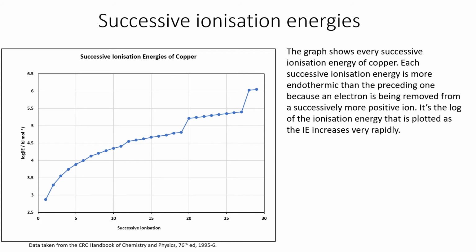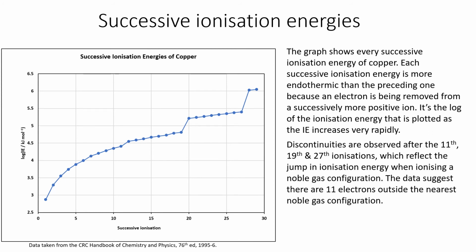Right, and so there's another feature, in a way the most interesting feature of the graph. You can see that not only is it going up all the time, but there are some discontinuities, aren't there? There are some discrete steps. And really the most obvious step is towards the top right of the graph. You can see that the top two ionization energies, which will be the 28th and 29th ionization energies of copper, are distinctly higher than the 27th. And this is the point I'm making in the text here.